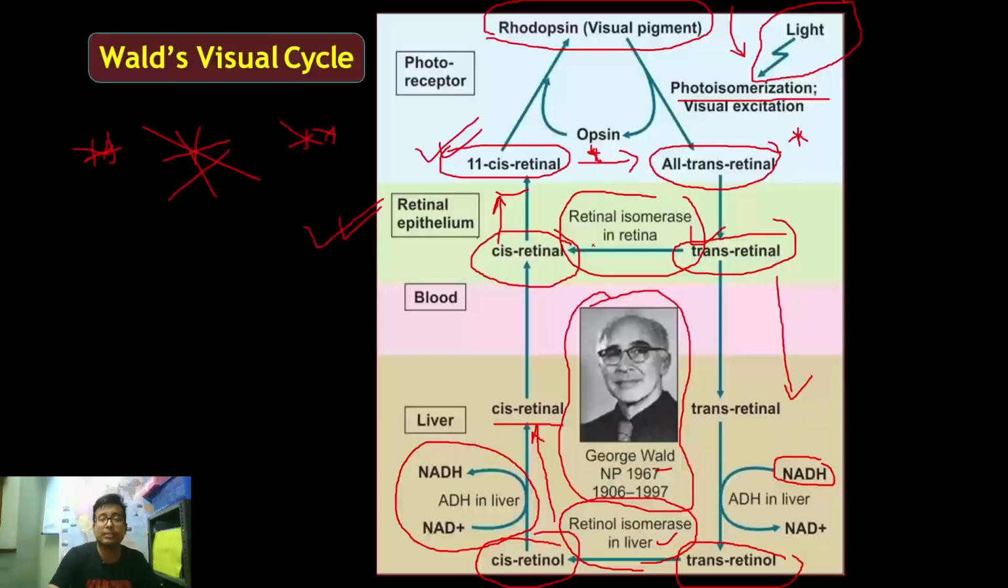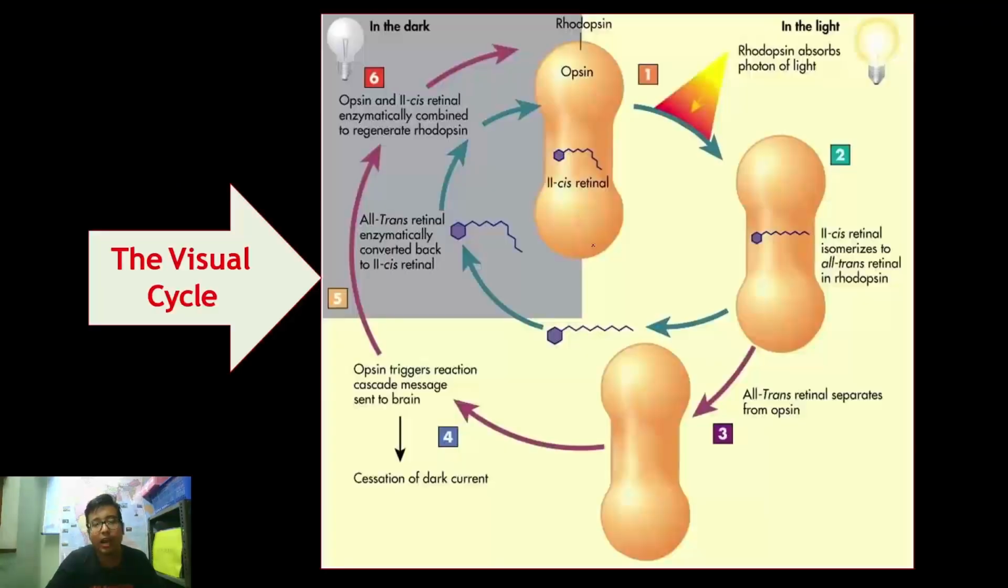So this is the biochemistry. Now let us see the physiology, how it is happening and what the actual nerve impulse is, how the neuromuscular conduction is happening. So what happens in the first step?